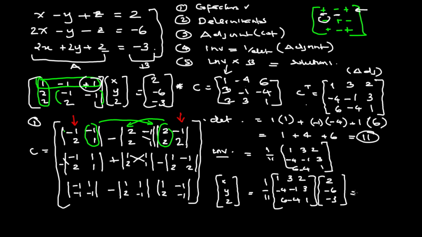So you remember how we used to multiply? We said this is 1 times 2. 1 times 2 gives us 2. 3 times minus 6, that's minus 18. So that gives us minus 16. Then 4 times minus 6, this is minus 6. So 16 minus 6, minus 6 minus 16 gives us minus 22.